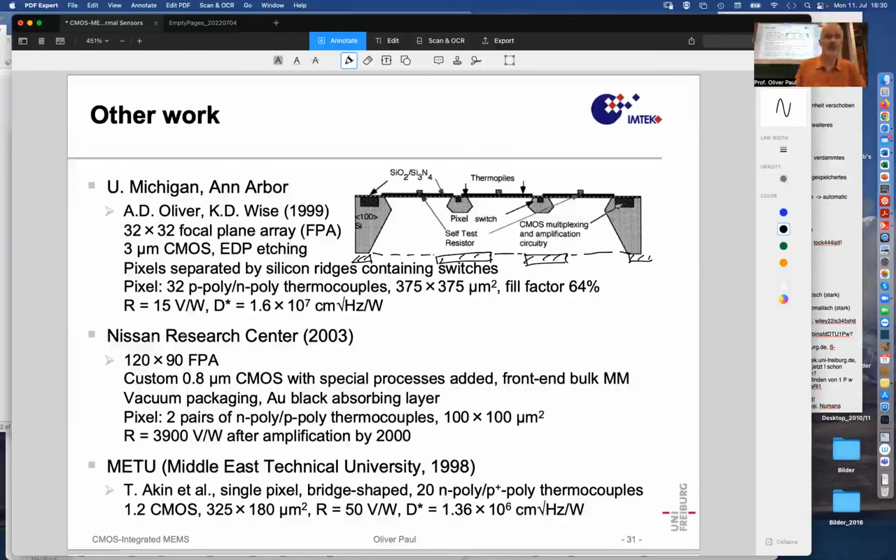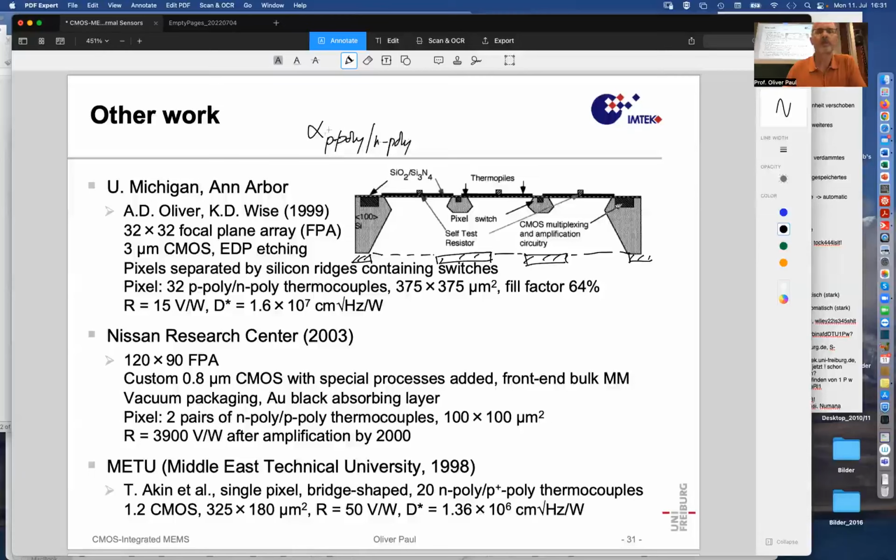Leading to a larger responsivity of 15 volts per watt, because there are, first of all, 32 thermocouples per thermopile, and then they're not polysilicon against aluminum, but against N polysilicon, and the Seebeck coefficient of these two materials have opposite sign. So the alpha of P poly slash N poly.